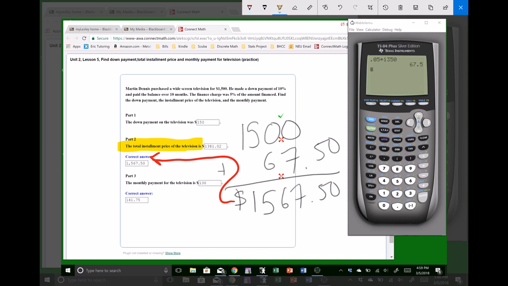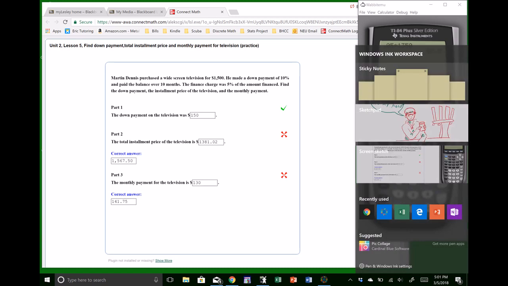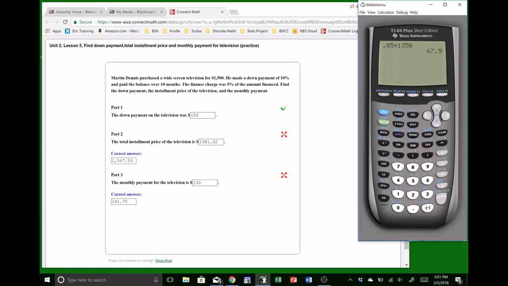Now the monthly payment for the television. We're financing the 1350. So after the down payment, you still owe 1350 plus the interest charge. Let's go back to the calculator. So our interest is 67.50 plus the 1350. That's our principal on the loan or on the line of credit.